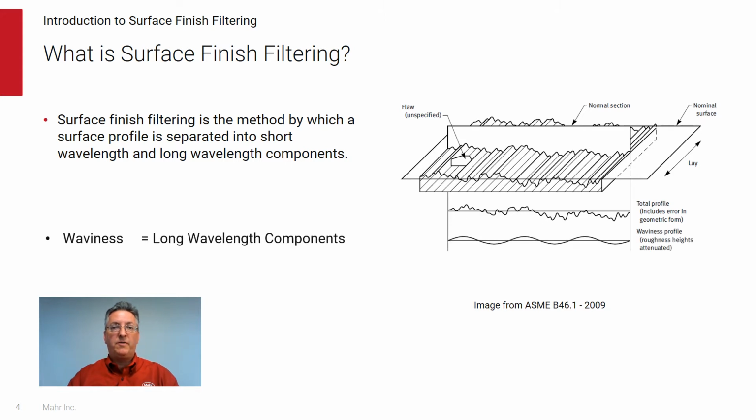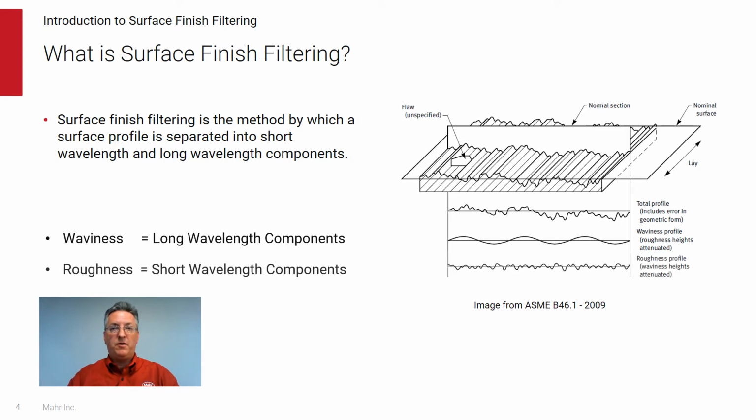The waviness profile, composed of only the long wavelength components of the total profile, and the roughness profile, composed of only the short wavelength components of the total profile. In this example, it is easy to see that the waviness profile has been removed from the roughness profile, or I could just as well say that the roughness profile has been removed from the waviness profile. In either case, both the waviness and roughness profiles can now be used to evaluate surface finish parameters.